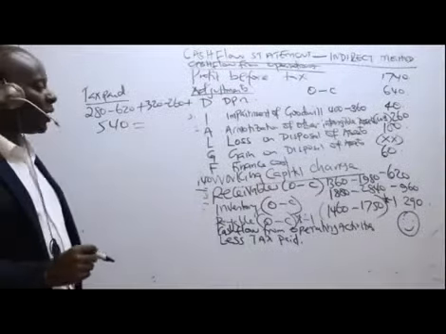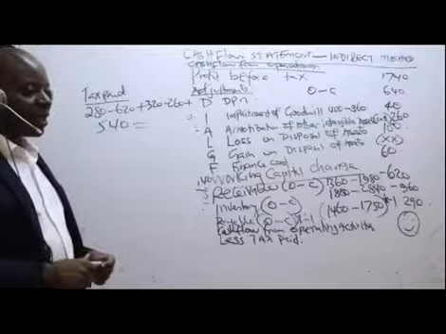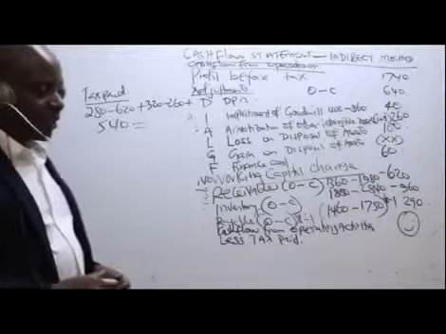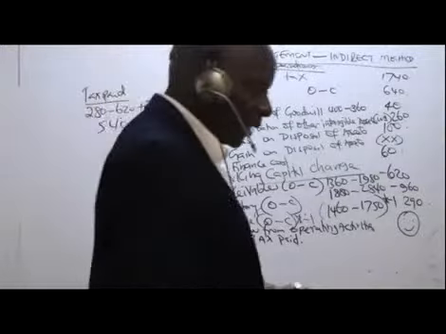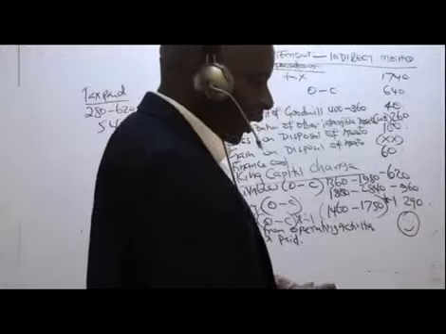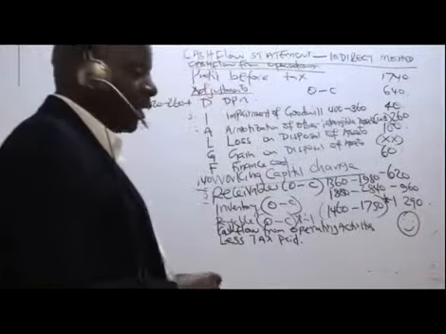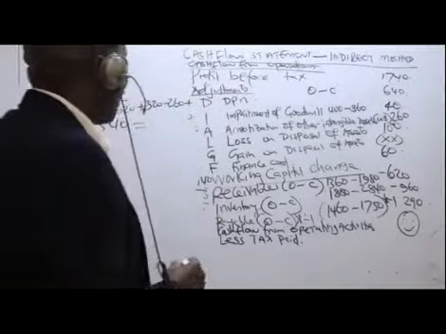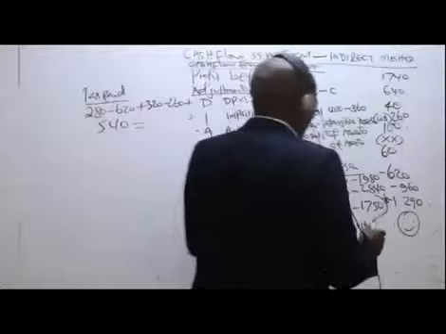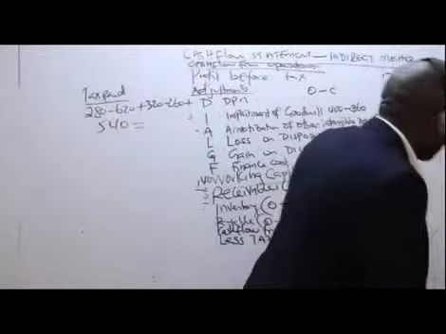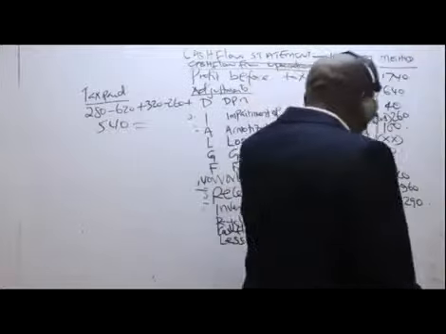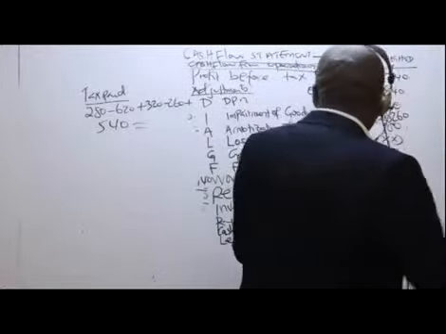Is there somebody who can give me the tax that was paid at the end of the year? Valerie gives me a figure of 260. We need 260. Less tax paid, 260.